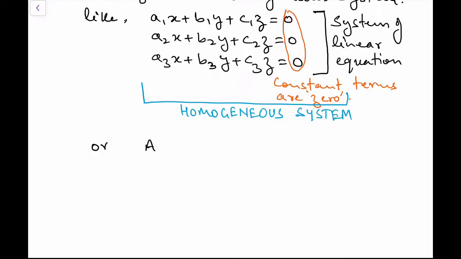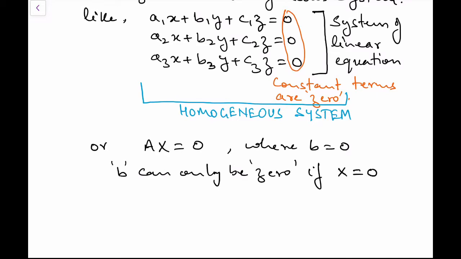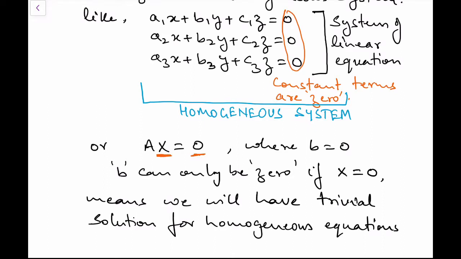Or Ax is equals to b where b is equals to 0, and b can only be 0 if x is equals to 0. So if x is equals to 0, then only b will be 0. It means we will have trivial solution for homogeneous equations. Trivial means all variables will be 0. The values of all variables will be 0.